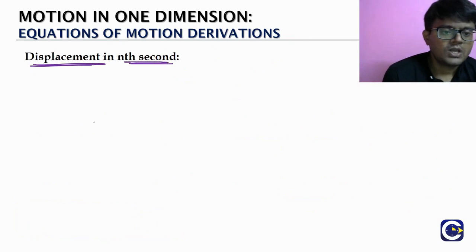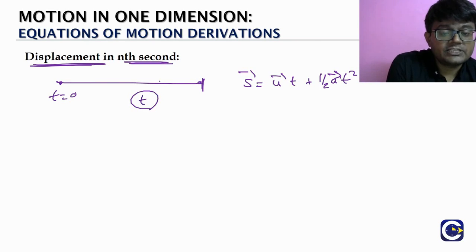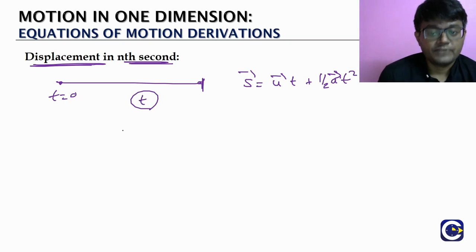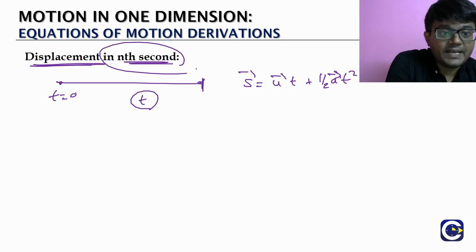second. What do you mean by the displacement in the nth second? See, we are starting our journey from t is equal to 0. The displacement formula, right? What is it? ut plus half at square. You know what this is? This is the displacement in the entire journey time of t. Okay, so here we are talking about something different: displacement in the nth second of the journey.